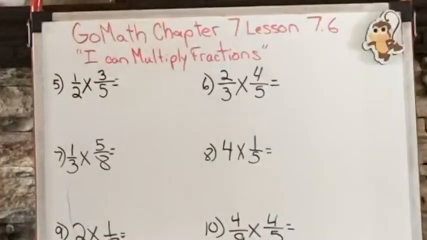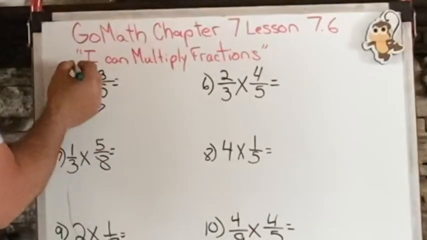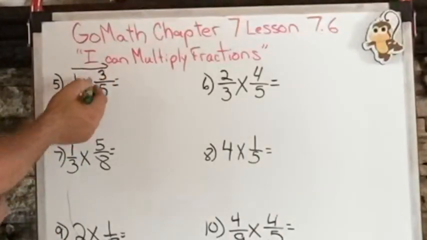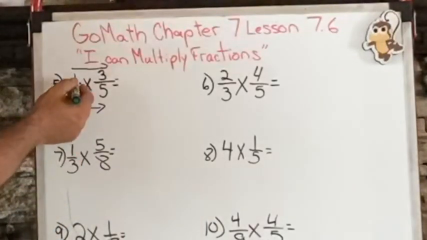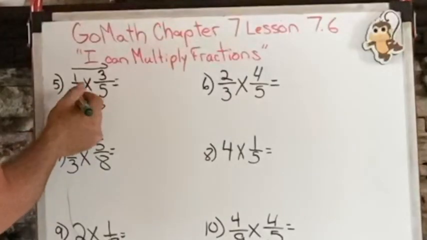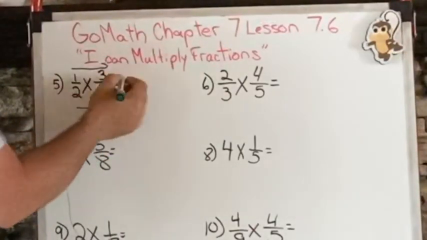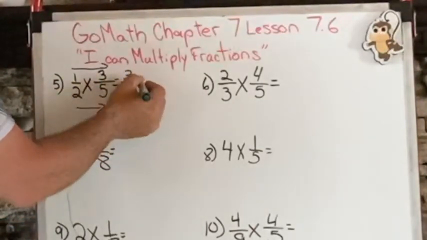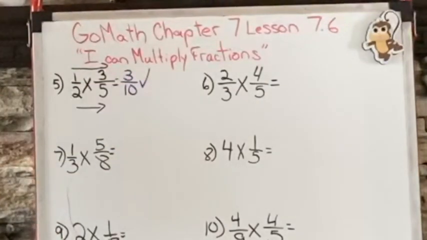Okay, number 5, first thing we talk about is being able to just multiply straight across. Now we can look and see diagonally we got 3 and 2. Nothing can go in those, so we can't reduce that. 1 and 5 can't be done. So let's multiply straight across. 2 times 5 is 10. 1 times 3 is 3. Can 3 go into 10? We're done. Beautiful.